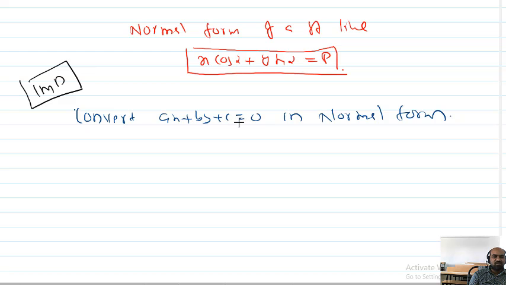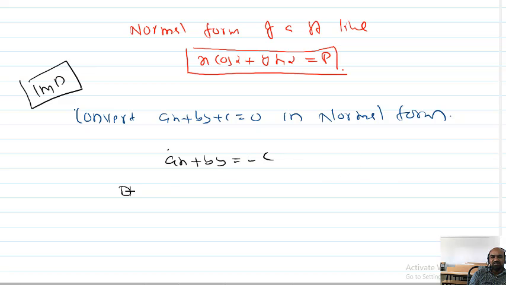Directly we can't say that it is in normal form. Somebody will say that this is ax plus by equal to minus c, and now this is in normal form, with P meaning minus c. That is not correct, because for normal form the x coefficient is taken as cos alpha and the y coefficient should become sin alpha. If a is taken as cos alpha, b is not sin alpha. That's why you can say that this is not in normal form. But how do we convert it into normal form?